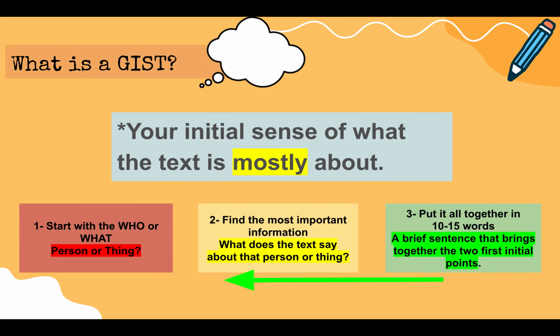To break it down even further, when you're thinking about the who or what, you're basically looking for a person or a thing. It could be a really important person, a political figure, for example, or the main character in a story. And then also, it could be a very important event, a very important date, or just an object. Then you want to think about, what does the text say about this person or this thing? And you want to put those two pieces of information in a brief sentence all together to create your gist.